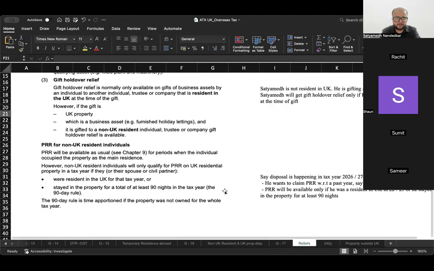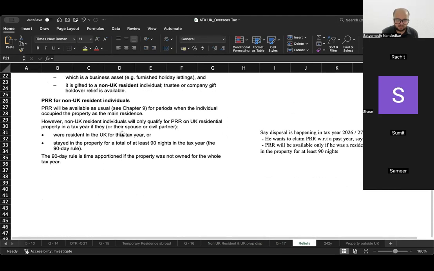Let us quickly look. See, PRR for non-resident individuals. A non-resident individual disposes of a UK residential property. On that he will get PRR. But PRR with respect to a particular period will be available only if he was resident in the UK in that tax year and he stayed in the property for a total of at least 90 nights in the tax year. If he does not stay in that property for at least 90 nights in the tax year or he is not resident in the UK, then that particular period will not qualify for PRR.